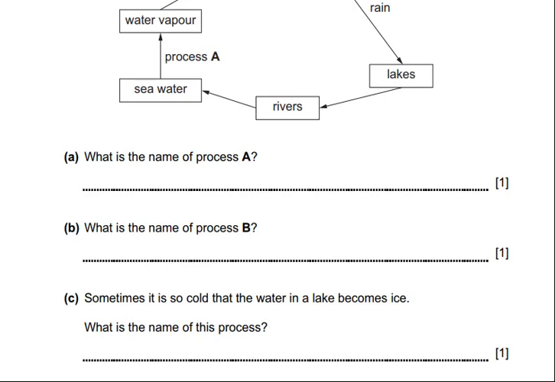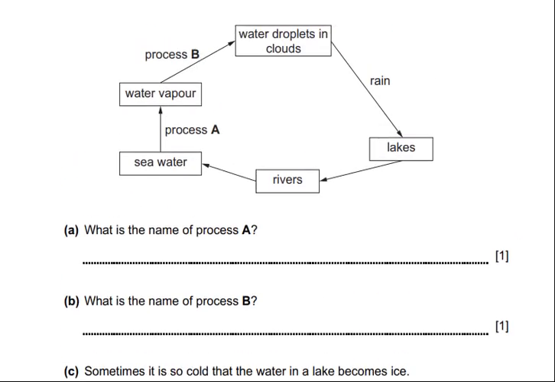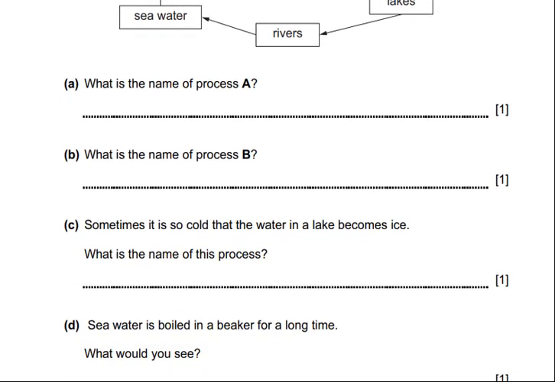C. Sometimes it is so cold that the water in a lake becomes ice. What's the name of this process? So when liquid water changes into ice, we call it freezing. It freezes and becomes solid, so we call it freezing.